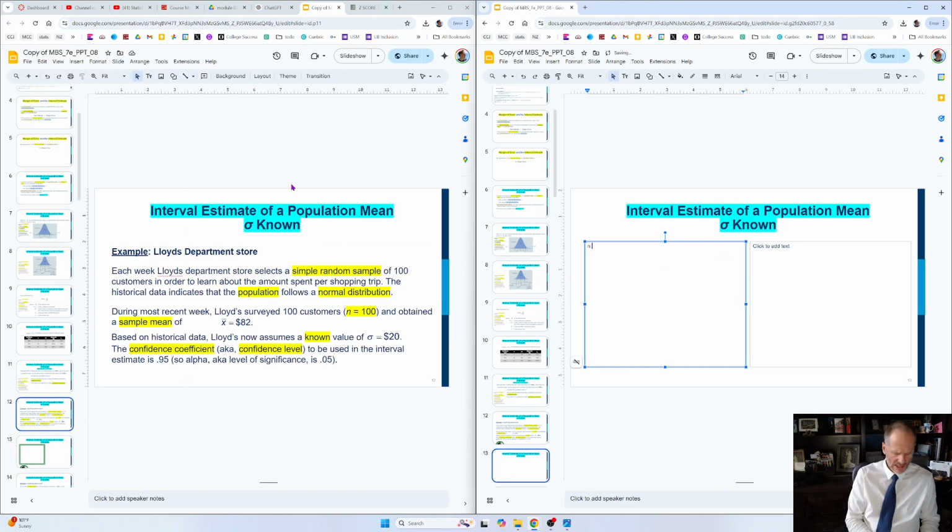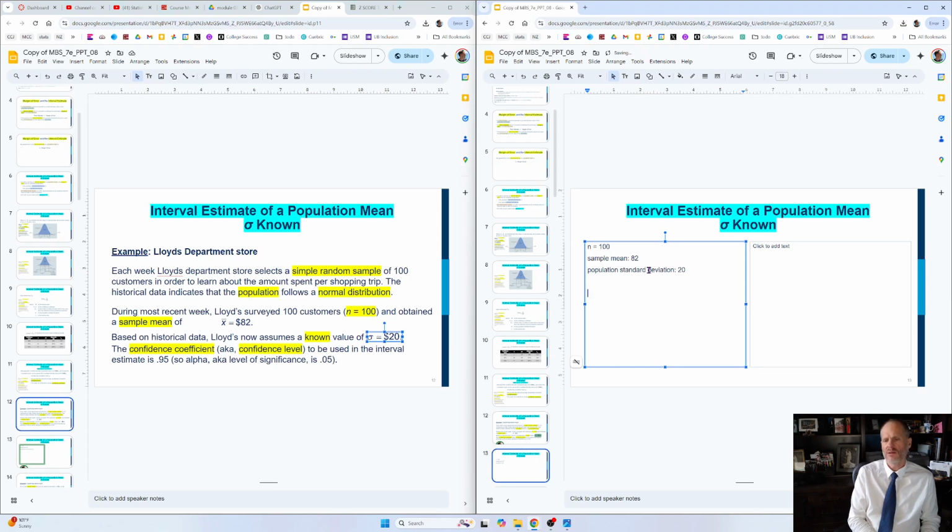So we know that n is equal to 100, and I think I'll make this bigger because that's pretty small when we're looking at it at this level. I need a little room to work. And then what do we have? Sample mean. I don't know how to do the x bar thing, so the sample mean is 82. And then what else do we know? Population standard deviation is equal to 20, right?